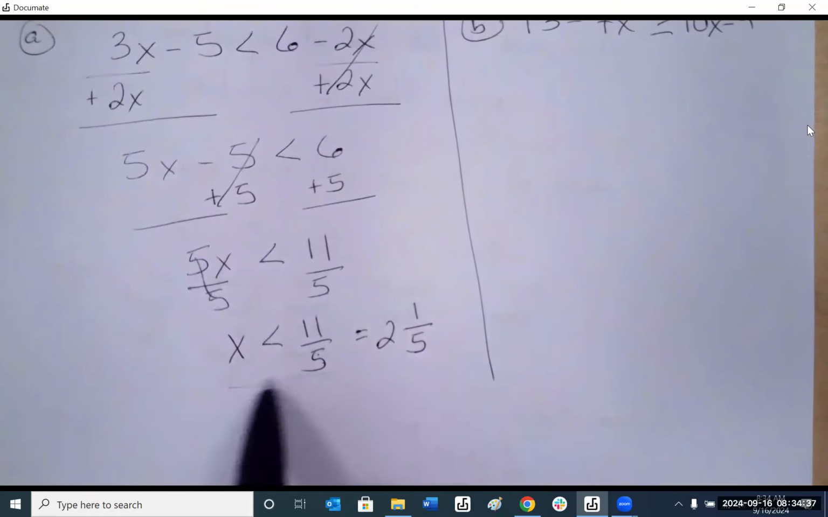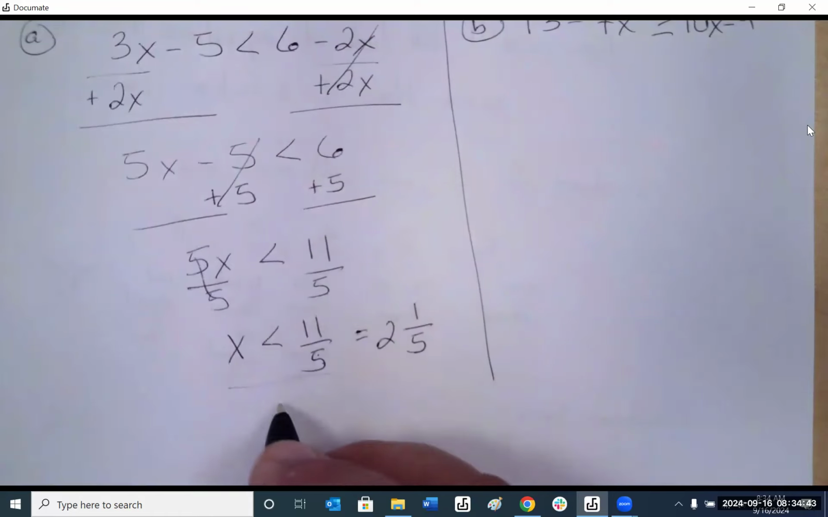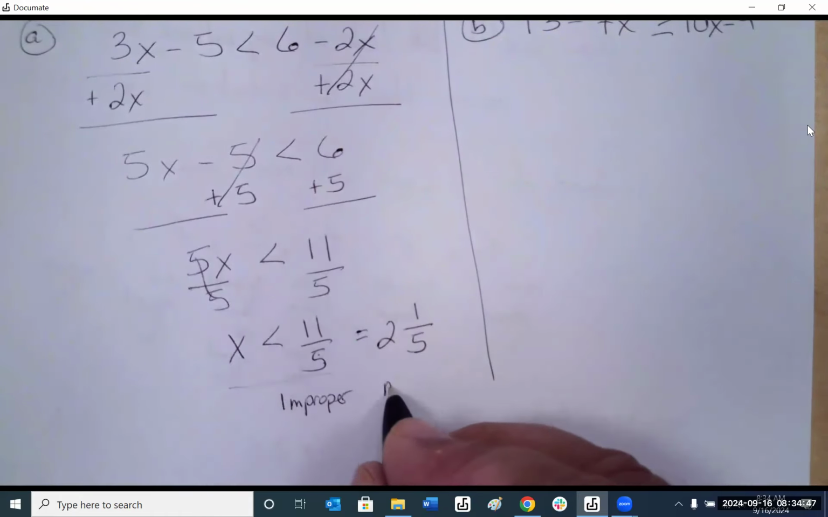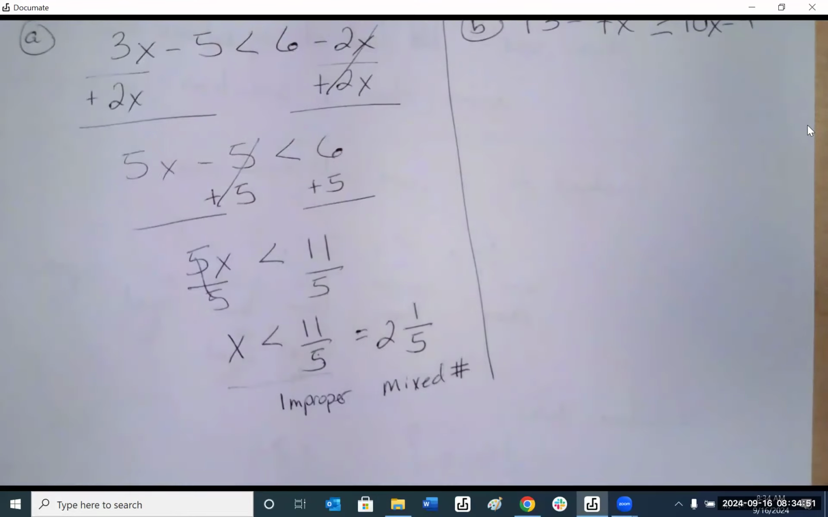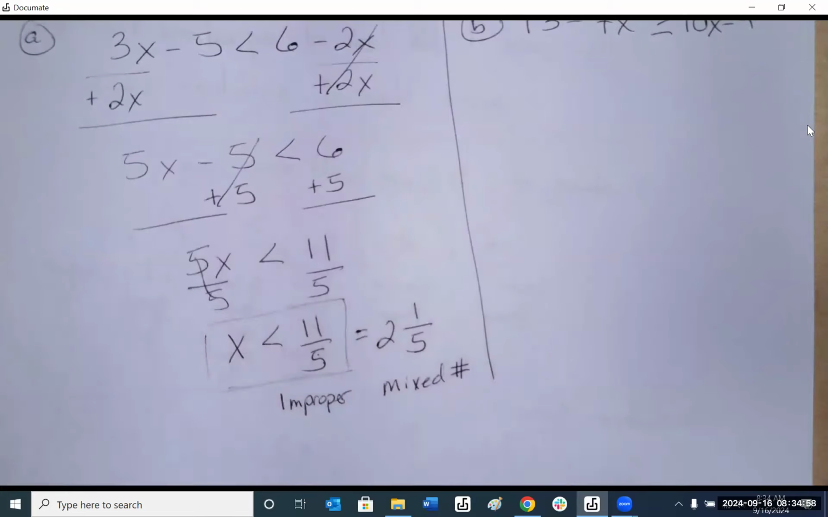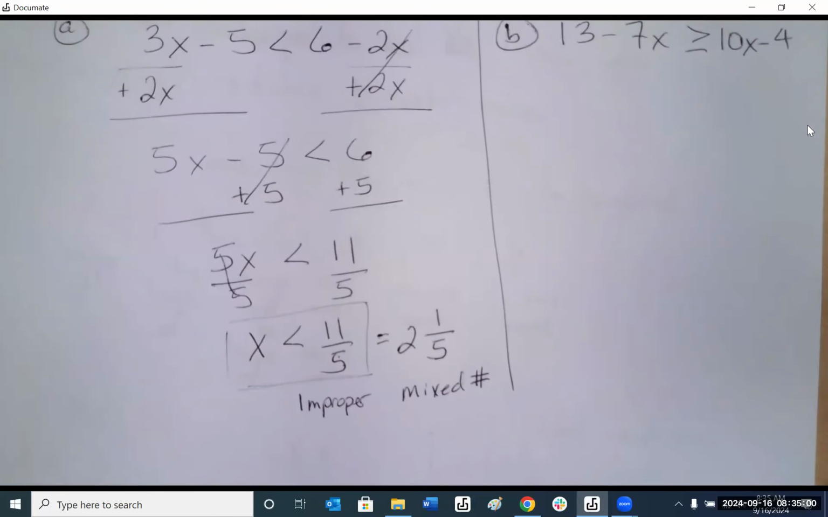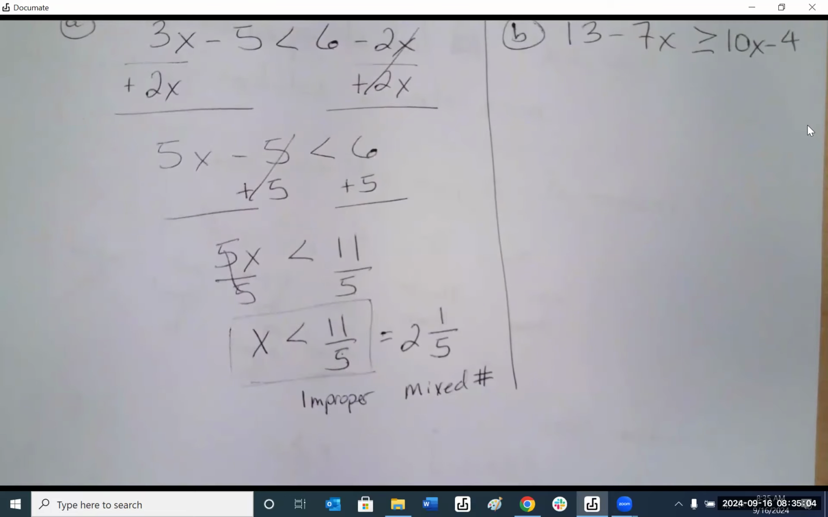But the computer will take this, or if you want, you can make it a mixed number. This is improper, and this is a mixed number. But for right now, we'll leave it as an improper fraction. So that's the first one. Put it in the other two forms.